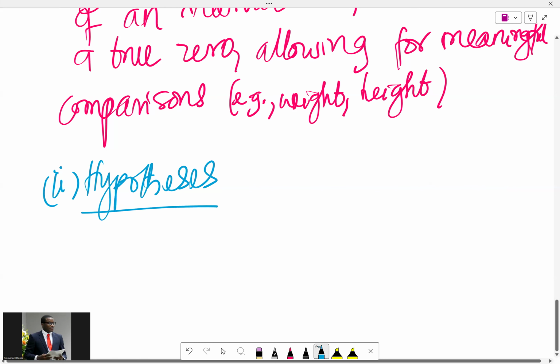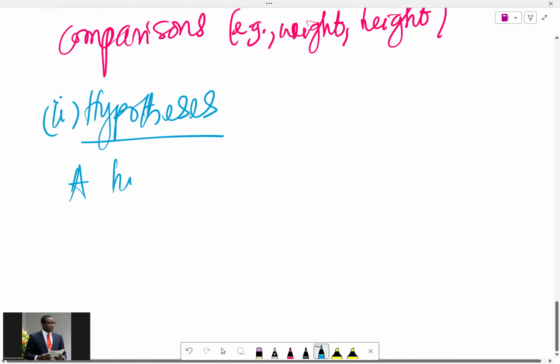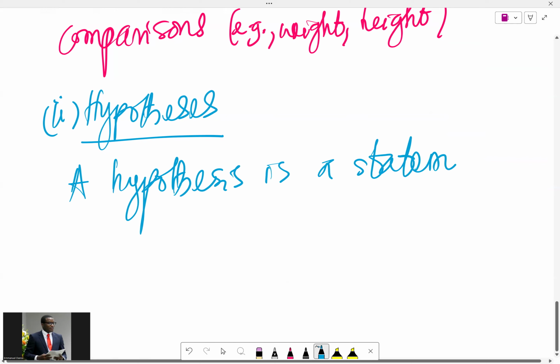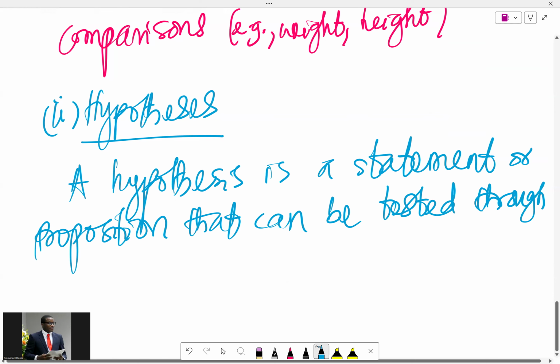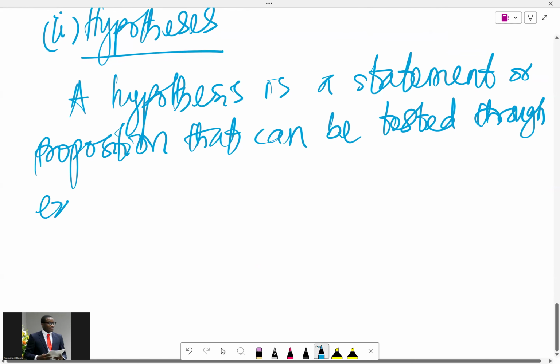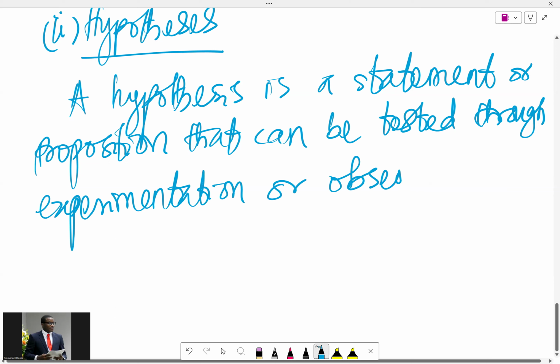Hypothesis. Here, a hypothesis is a statement or proposition that can be tested through experimentation or observation.